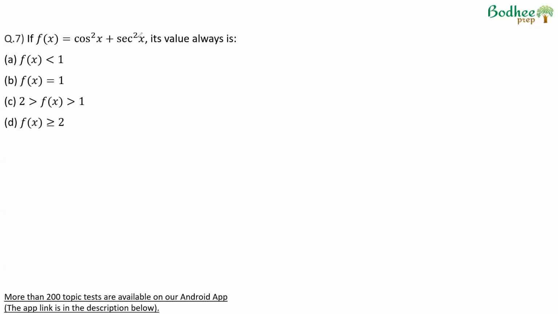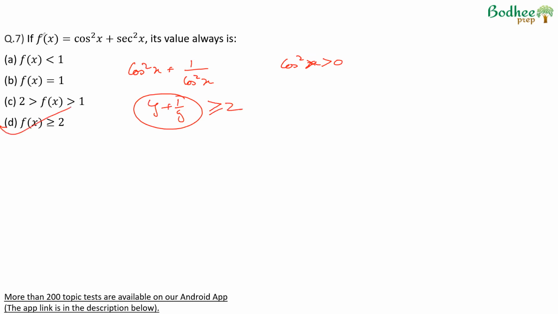f(x) is cos square x plus sec square x, and what is the value of f(x) always? Now, sec square x is nothing but 1 upon cos square x. Cos square x is a value that is always positive. And if we have two values, say y plus 1 by y, for a positive number, this is always greater than or equal to 2. And therefore, f(x) is greater than or equal to 2 becomes my answer.